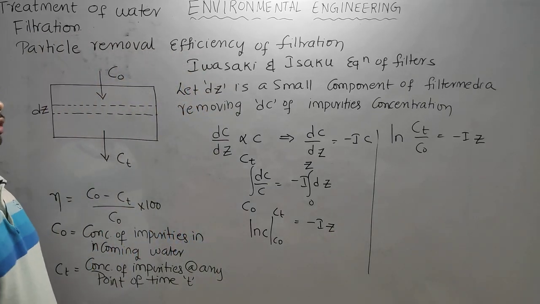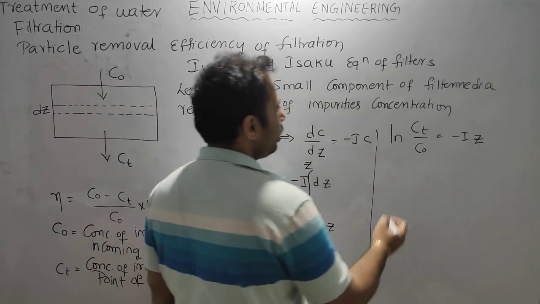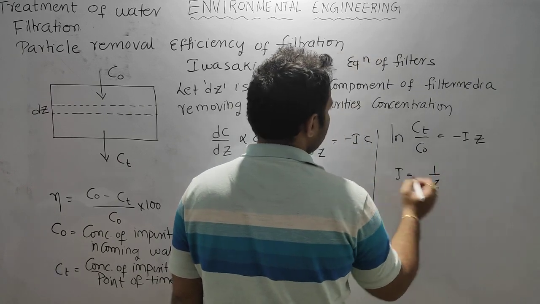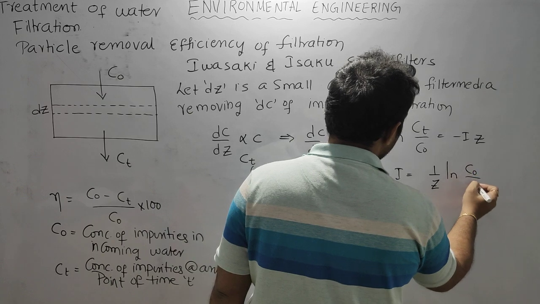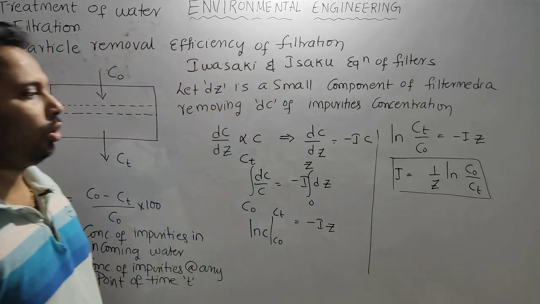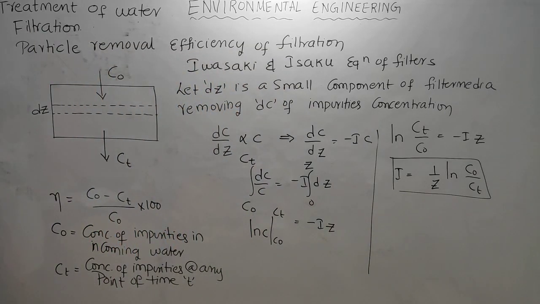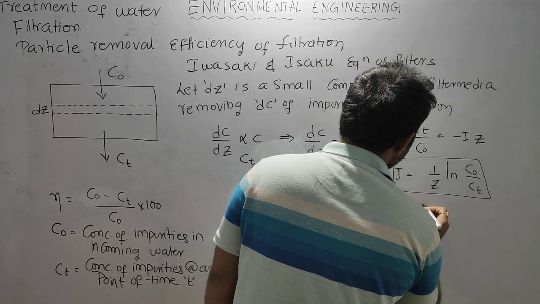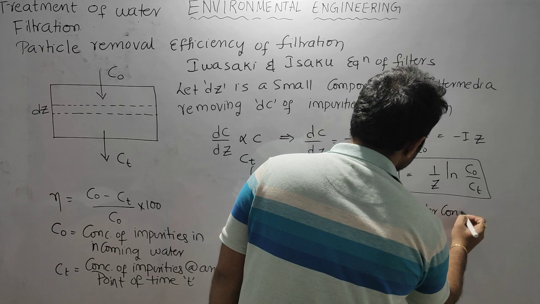Okay, minus Iz. Now this I is nothing but 1 by z ln C naught by Ct. So I is equal to 1 by z ln C naught by Ct. This is called the filter constant. I is called the Iwasaki-Isaku constant, which is nothing but the filter constant.